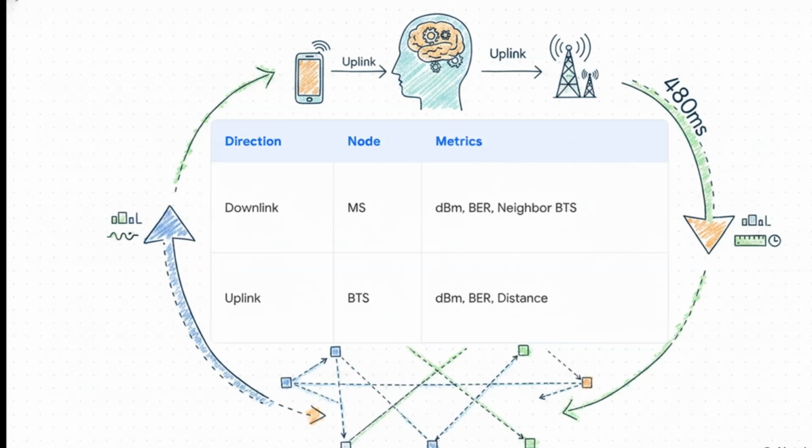That distance measurement, it uses timing advance metrics, and it is absolutely crucial. If the network doesn't perfectly sync your phone's transmission timing based on how far away it is, packets crash into each other. That literally cripples your network throughput and makes handovers fail instantly. This rapid 480 millisecond feedback loop is what makes real-time adaptation possible.